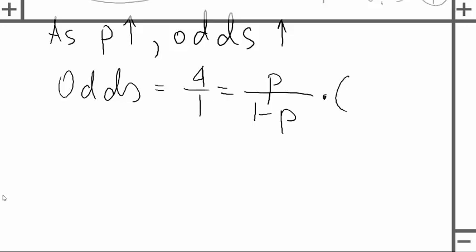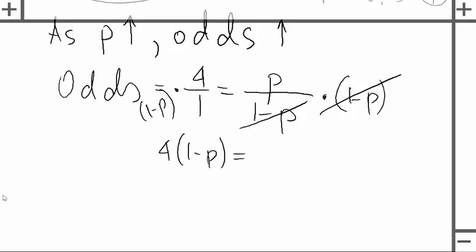Well, I have to multiply both sides by the denominator, right? That would be 1 minus P. So here 1 minus P cancels out. On the left side I have 4 times 1 minus P equals just simply the probability. Right? Okay, so here we have 4 minus 4P. How do you call this rule? 4 times 1 minus P is 4 minus 4P. The distributive rule? Should be middle school, right?